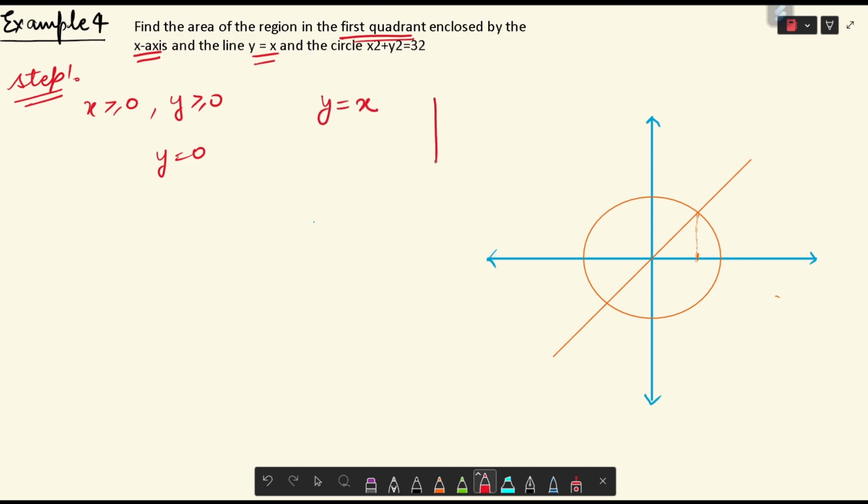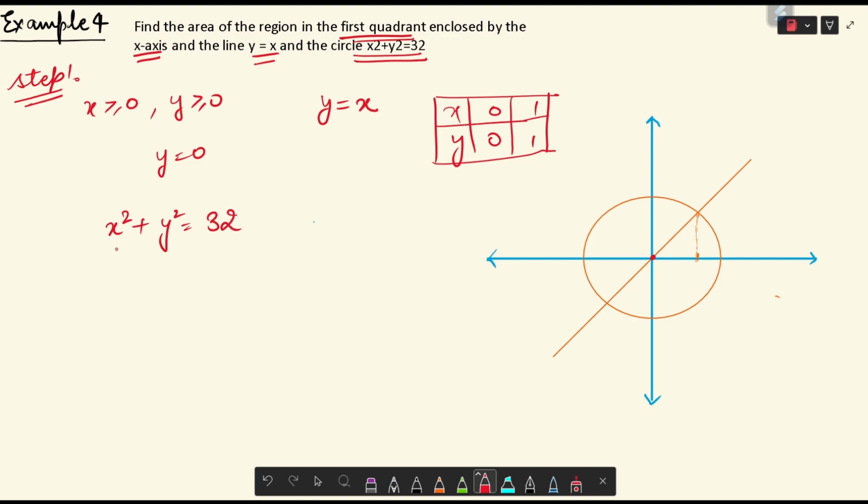If you want to plot this line, write x, y. So it will pass through 0, 0 and 1, 1. So this is 0, 0 and then we need to plot 1, 1, right? Okay, we'll do this. This was the third step, right? And the next equation involves x square plus y square equals 32.